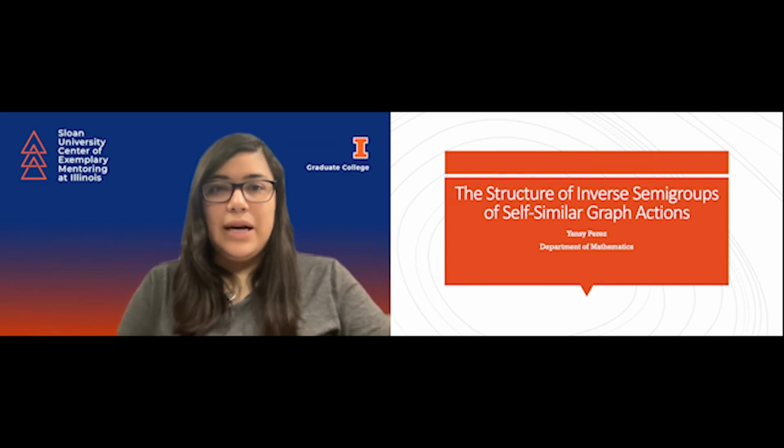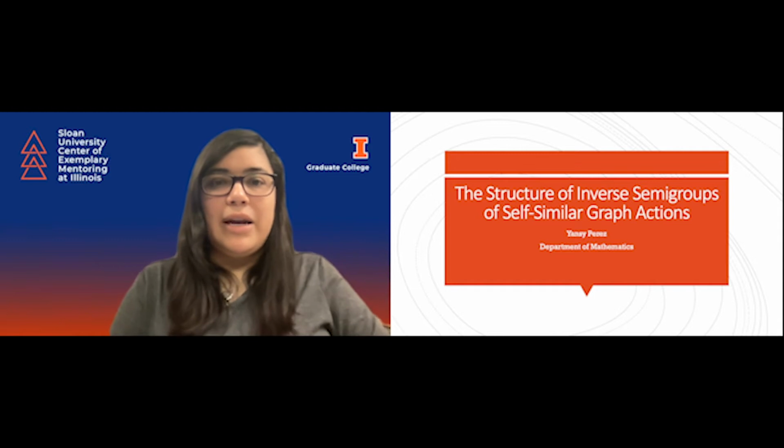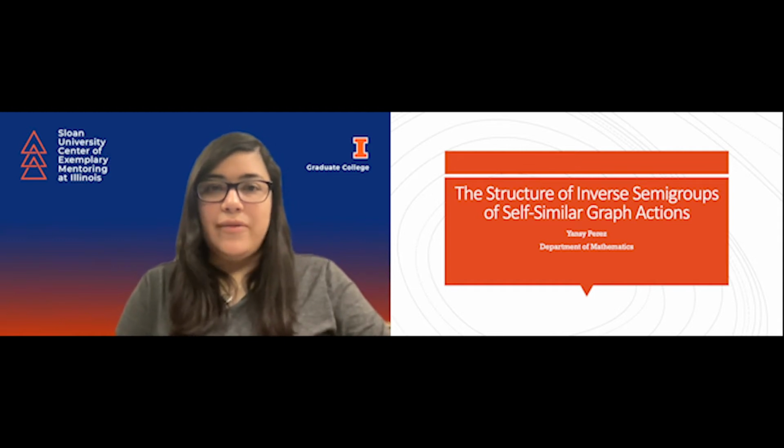And recently, a new class of inverse semigroup called the inverse semigroup of self-similar graph actions was discovered. And I had the opportunity to characterize some of the important properties of this inverse semigroup. This inverse semigroup is important to a branch of mathematics that in turn has applications in quantum physics.